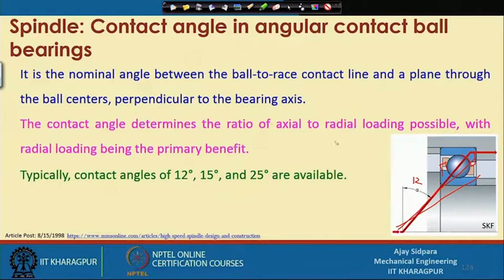Both things cannot be increased or decreased together, because these two things are inverse to each other. They will not go up simultaneously. So you have to first see which particular application you are using this for. If it is primarily for a drilling operation, it is better to go with the axial loading, because you are not worried about the radial loading there.